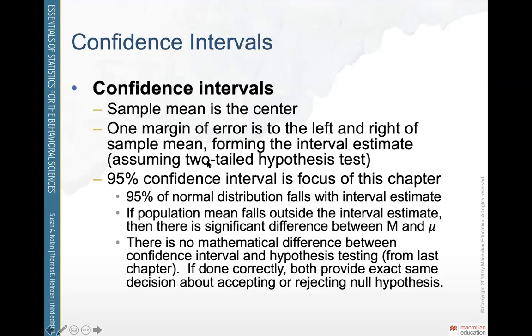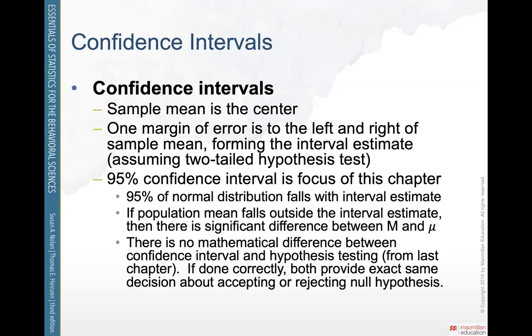If you have a one-tailed test, then in theory, what you should do with a confidence interval is only have your interval estimate on one side of the sample mean or the other. However, for reasons that are not usually stated in any textbook, it basically never occurs that people would make a one-tailed confidence interval. So we will only be focusing on two-tailed confidence intervals in this chapter.